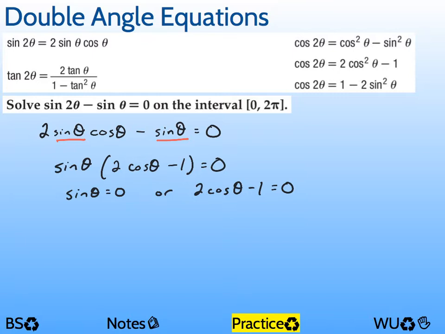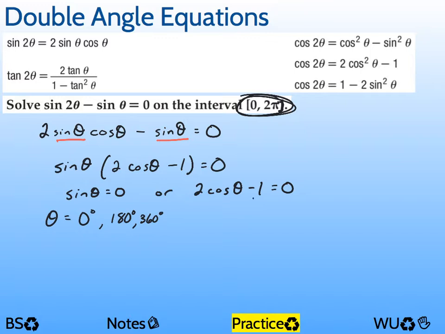Now we have to stop and think, where is sine of theta 0? And they're looking from 0 to 2 pi, so that's the whole unit circle available to us. Well, in sine's case, theta could equal 0 degrees. It could also equal 180 degrees. And of course it could equal 360 degrees because this bracket here means that it's inclusive. So it includes both 0 and 360.